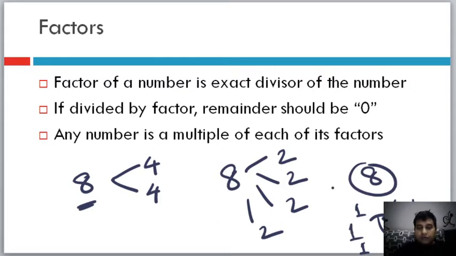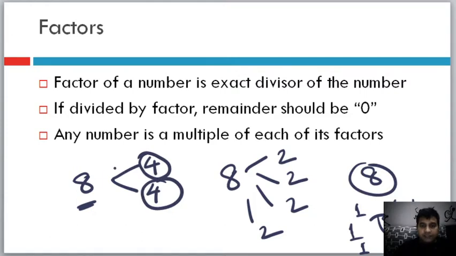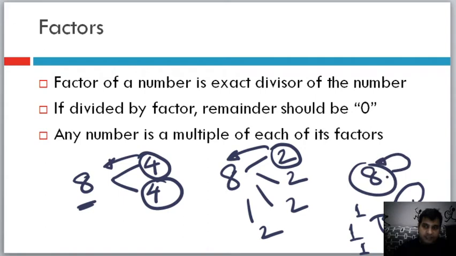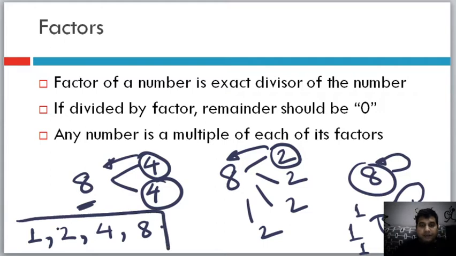So that's how we are able to divide it, which means that it can be divided in 2 equal parts. So 4 and 4, 4 becomes a factor of 8, 2 becomes a factor of 8, and 1 becomes a factor of 8, and because 8 we have also divided in 1 equal part, so 8 also becomes a factor of 8. So what are the factors of 8 then? 1, 2, 4 and 8. That is the meaning of factors.